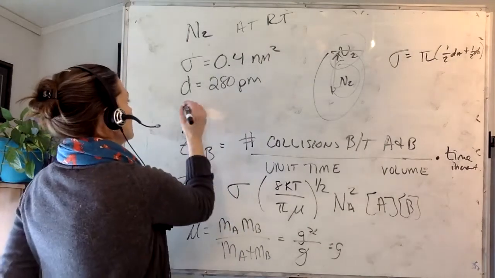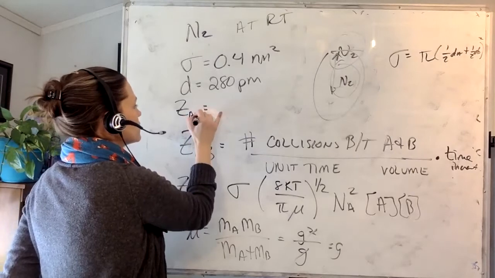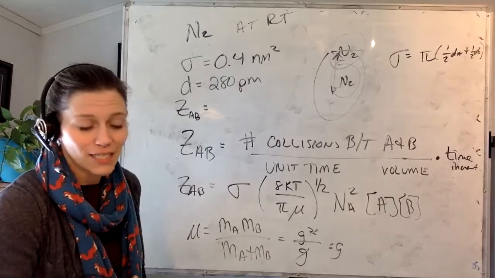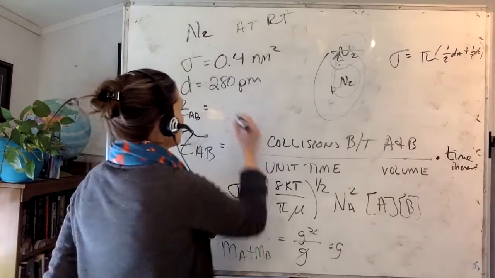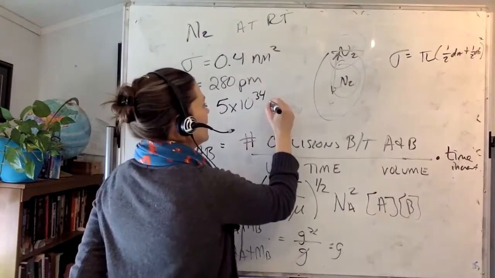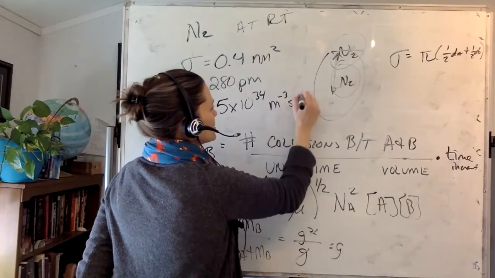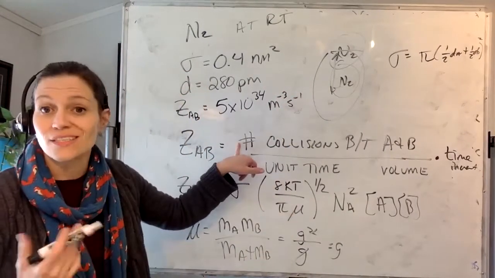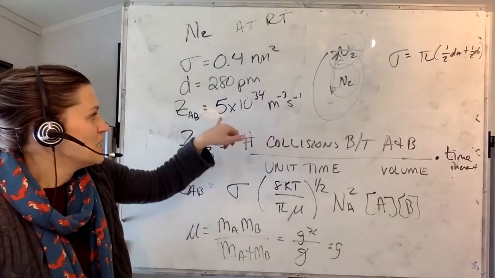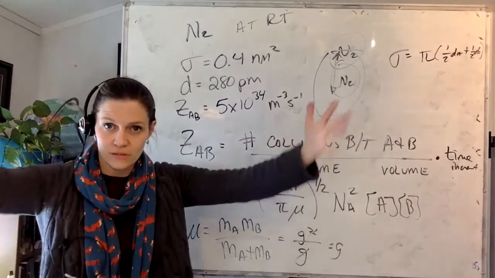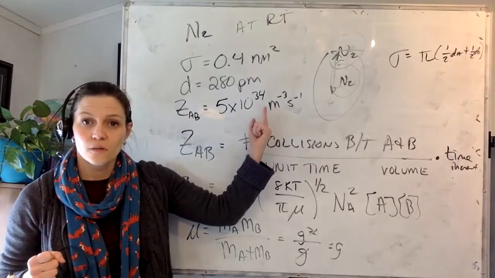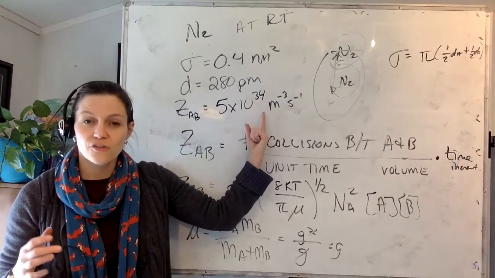Get this, ZAB is equal to, and this would be of nitrogen and nitrogen hitting each other, which most of the time doesn't yield a reaction, if at all, is 5 times 10 to the 34. Holy, that's a big number. Inverse meters, inverse seconds. So the number of collisions per second, per volume, per meter cubed. So in a meter cubed, how big a meter cubed is, 5 times 10 to the 34.